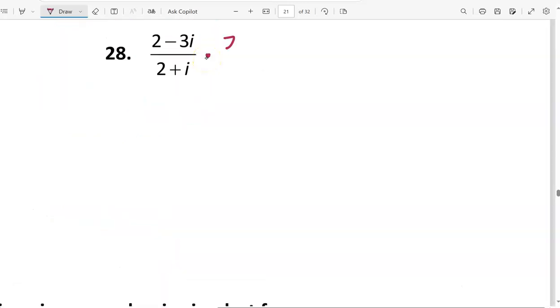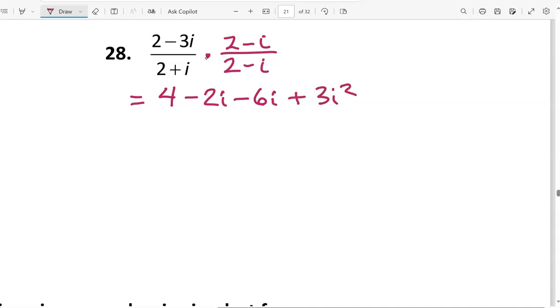In 28, we can multiply by the conjugate of the denominator in both the numerator and denominator. In the numerator, we can FOIL. 2 times 2 is 4, and 2 times -i is -2i. -3i times 2 is -6i, and -3i times -i is +3i squared. In the denominator, the product of the first is 4, and the product of the last is -i squared.